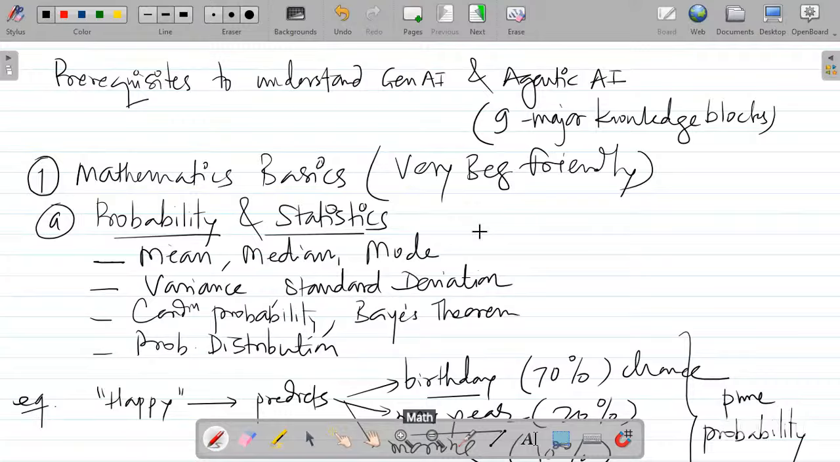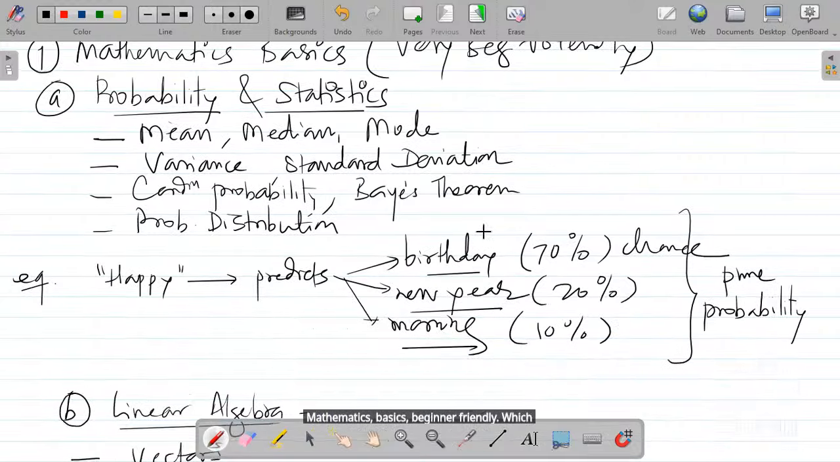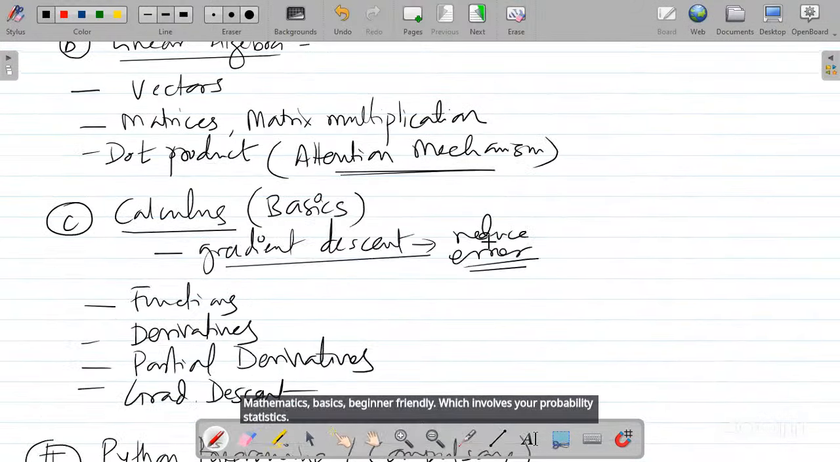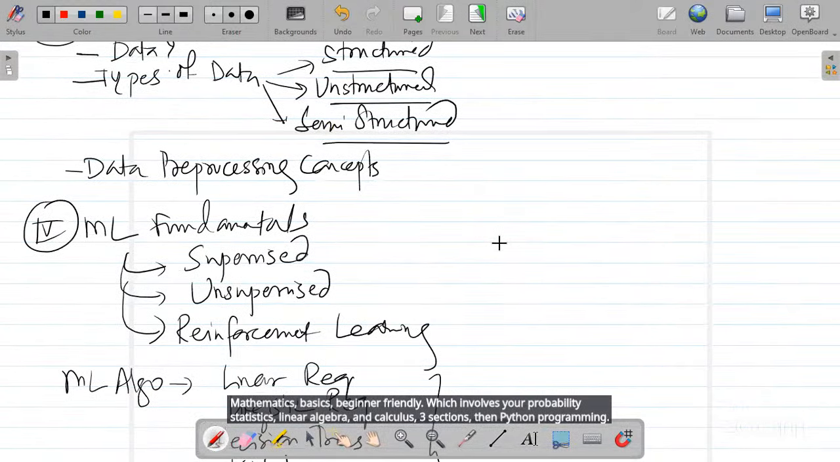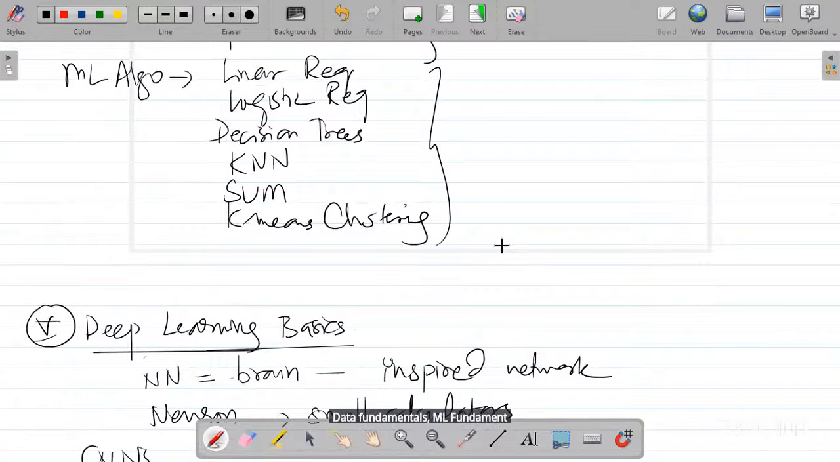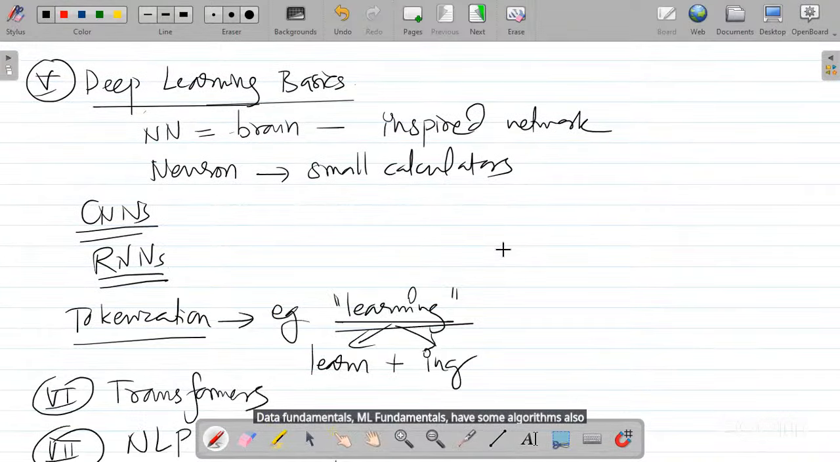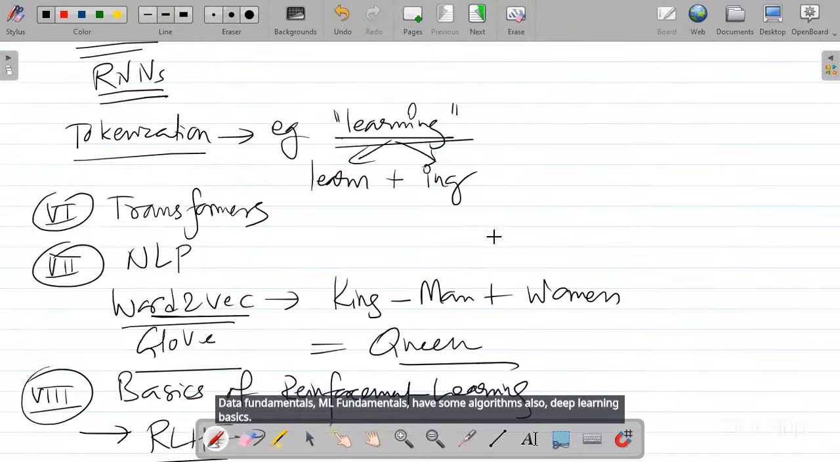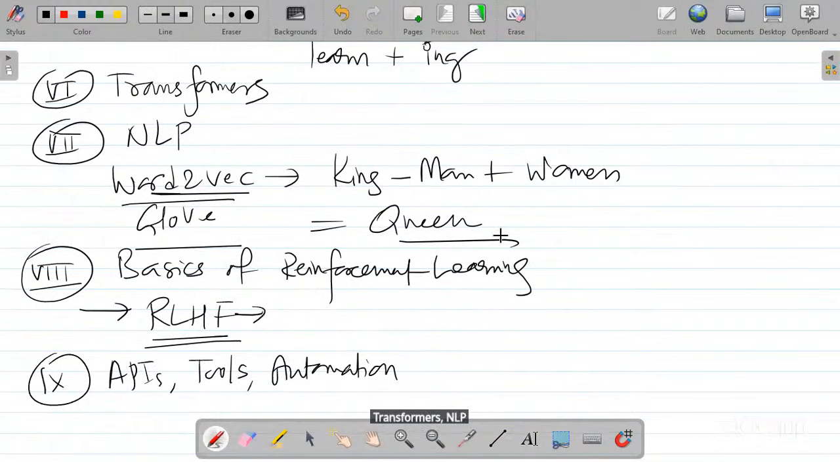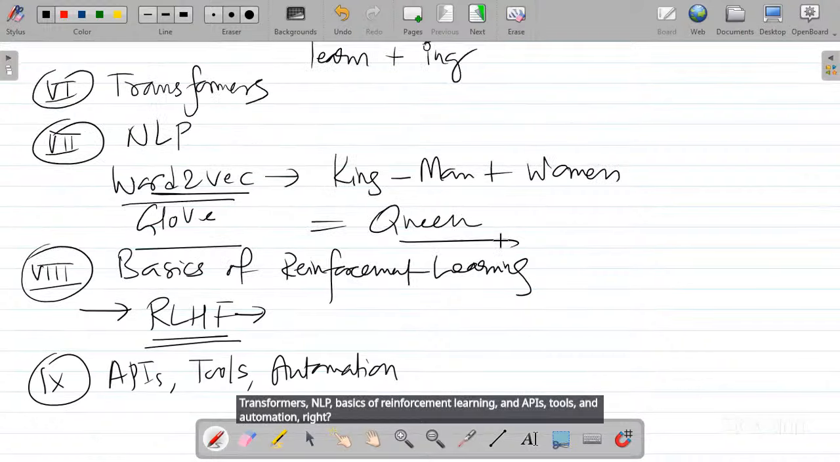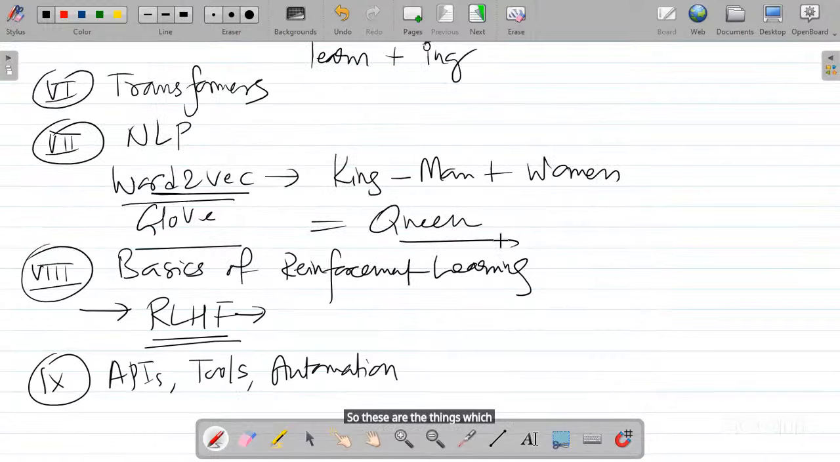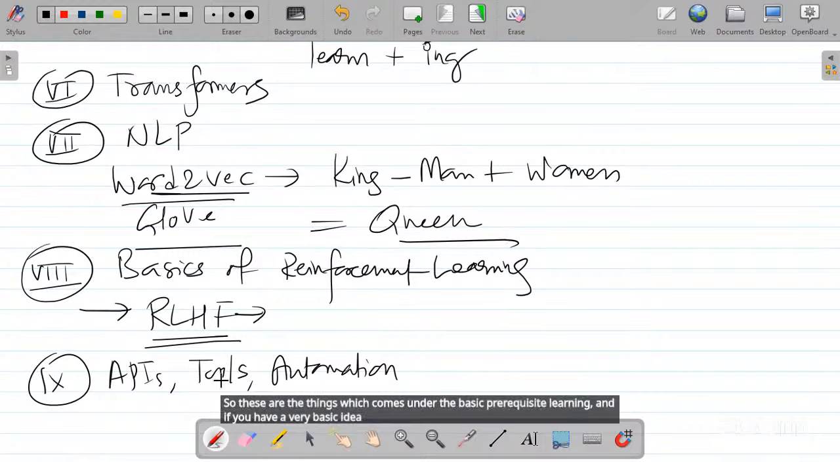Mathematics basics, beginner friendly, which involves your probability, statistics, linear algebra, and calculus, 3 sections. Then Python programming, data fundamentals, ML fundamentals, have some algorithms also, deep learning basics, transformers, NLP, basics of reinforcement learning, and APIs, tools, and automation, right? So these are the things which come under the basic prerequisite learning. And if you have a very basic idea also, that is more than sufficient.